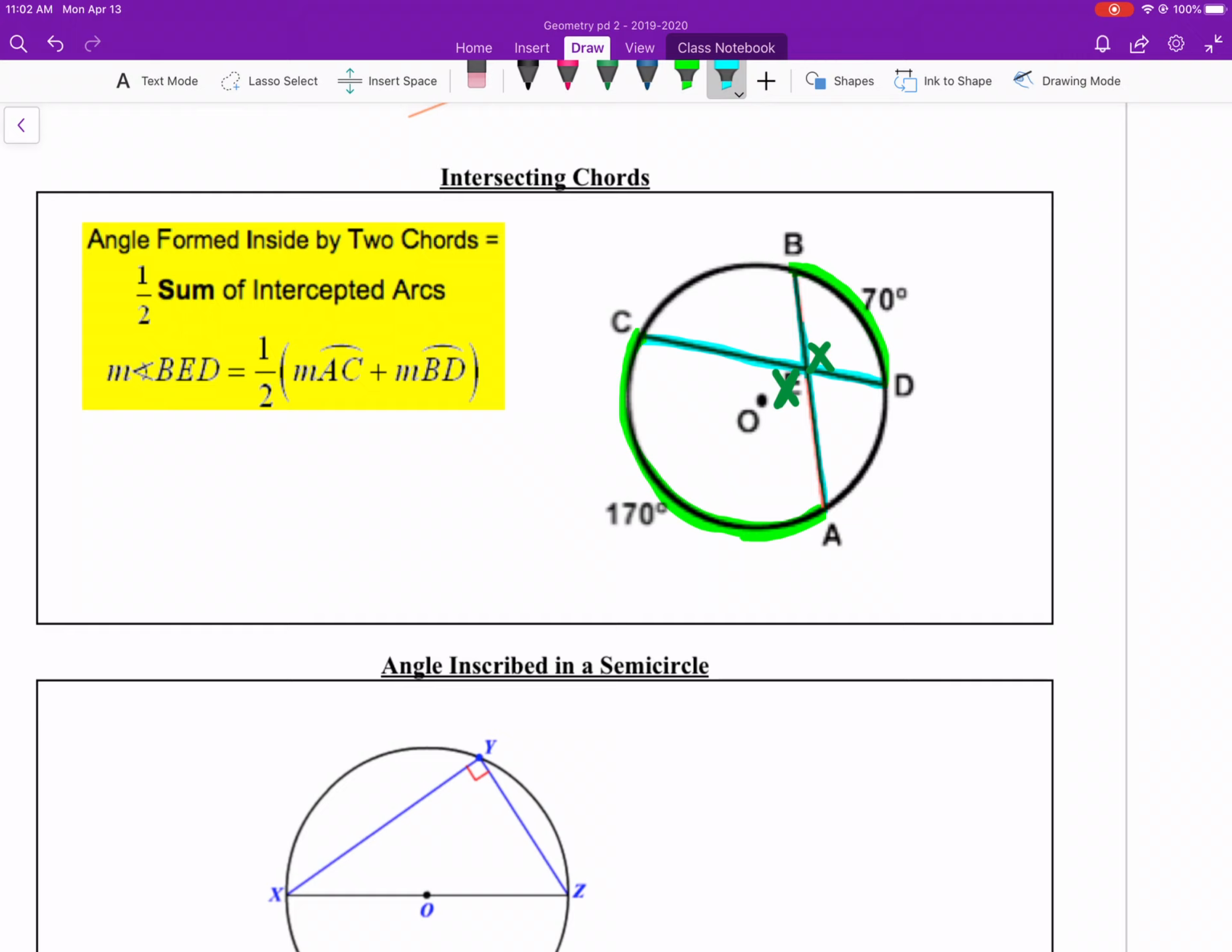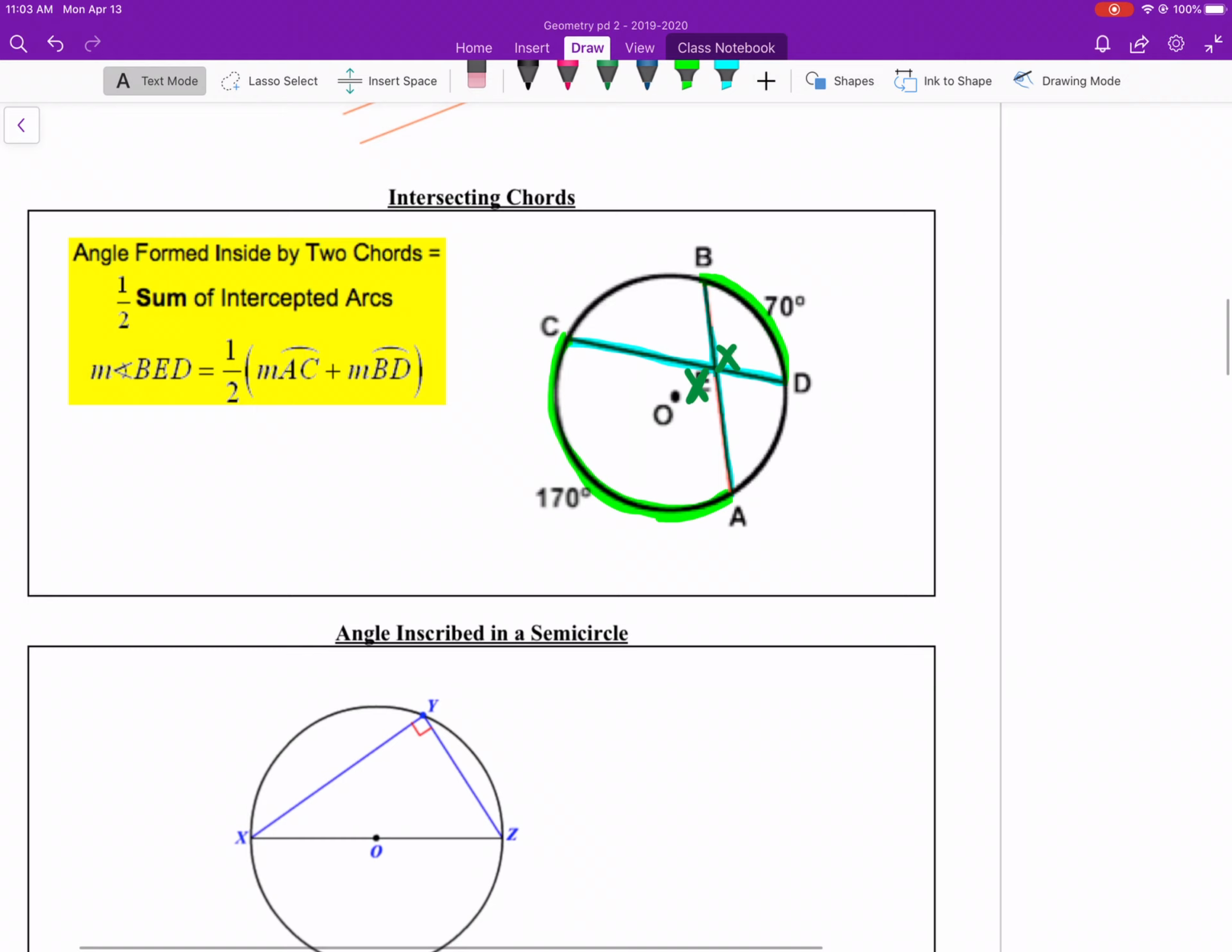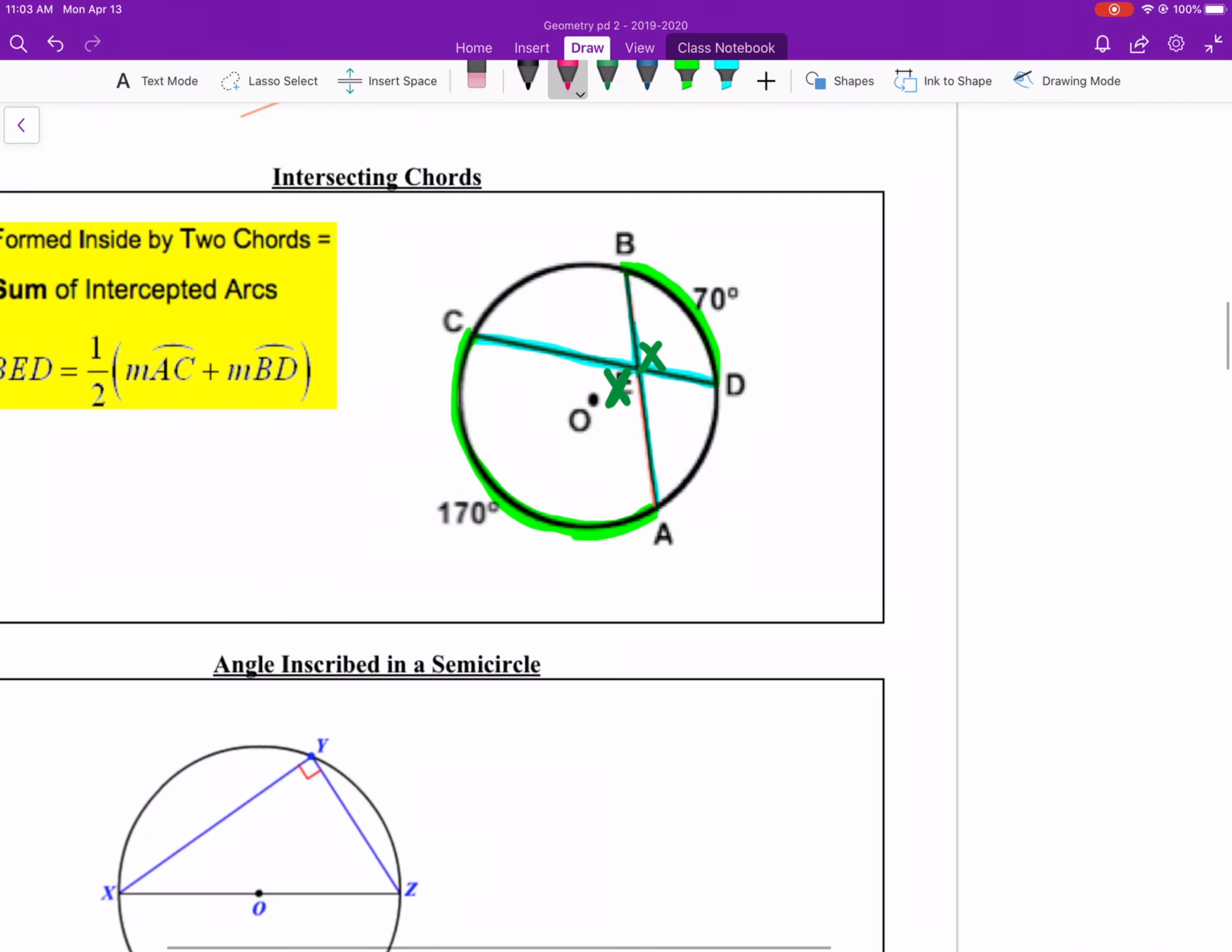Alright, so now we're in yellow here. Angle formed inside by 2 chords. It's half the sum of the intercepted arcs. So what does that mean? Half the sum. All we need to do to find x here is to add the arcs together, 70 degrees and 170 degrees, and divide that by 2.